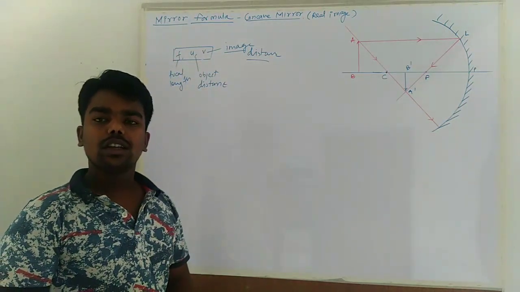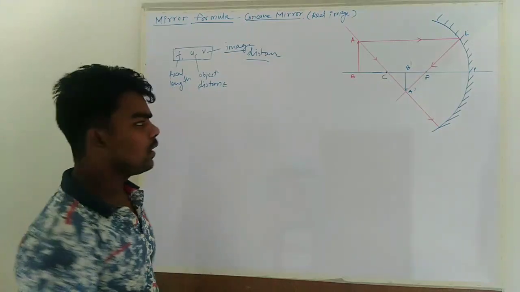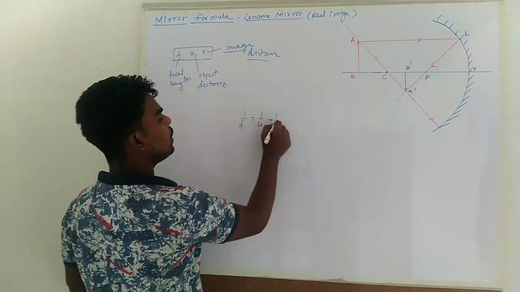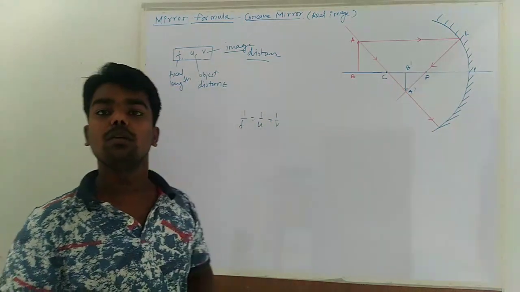In class 10th you may have studied that relation: 1 upon f is equal to 1 upon u plus 1 upon v. This is the relation, the mirror formula we call it.